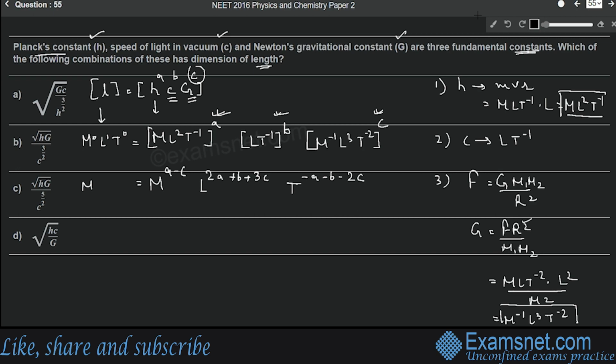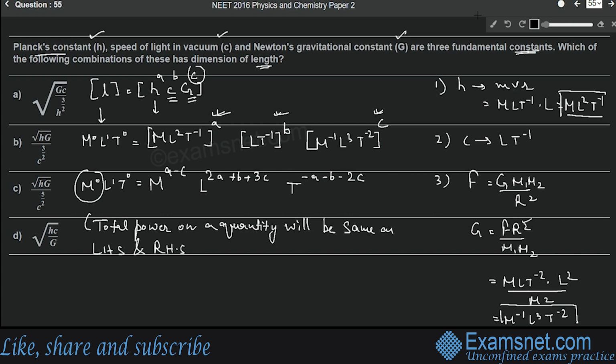On the left hand side we have m0, L1 and t0. Now what is important here? That the total power on a quantity, that means m, L and t, will be the same on left hand side and right hand side, because the dimensions are the same, right? So what is the power of m on the left hand side? It is 0. On the right hand side it is a minus c. That means a minus c equals 0. So from here we can say that a is equal to c. Let's say this is equation number 1. Now we know that the value of a is the same as that of c.